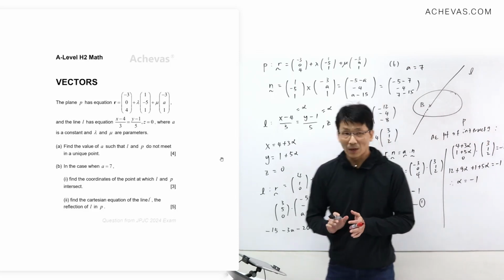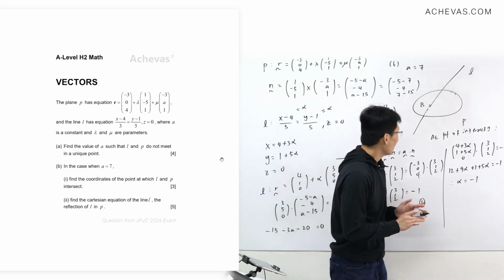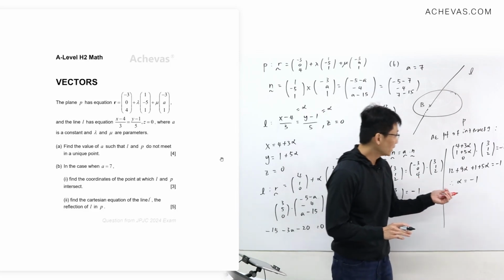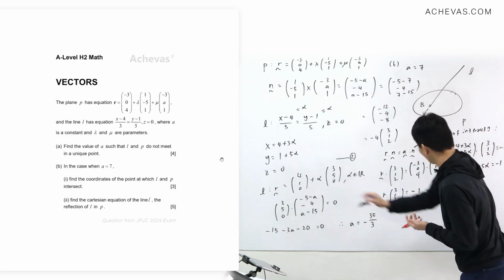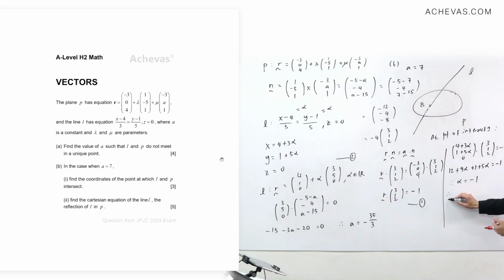After we get alpha equal to -1, the last step I need to do is to simply sub alpha equal to -1 back into this. Therefore, OB, which is my point of intersection, will just be equal to (4, 1, 0) - (3, 5, 0), which will give me (1, -4, 0).